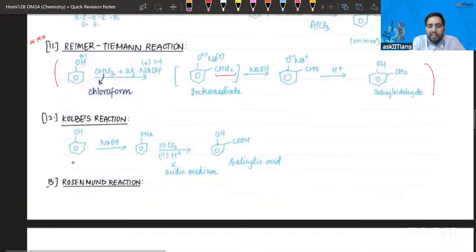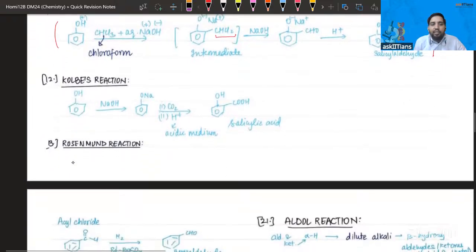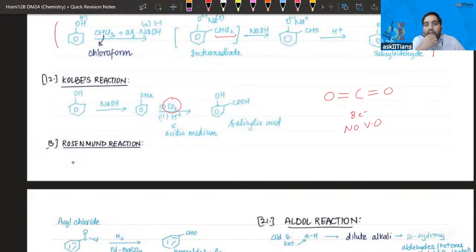There is a similar reaction to that, which is Kolbe's reaction. In Kolbe's reaction, we take carbon dioxide in place of CHCl3. Do you know carbon dioxide also acts as an electrophile? Can anyone let me know how? 8 electrons are there, the octet is complete, there is no positive charge, and no vacant orbital. So how does carbon dioxide act as an electrophile?